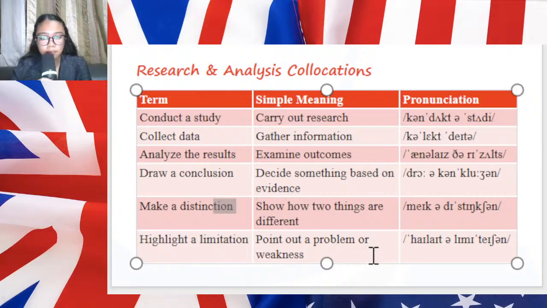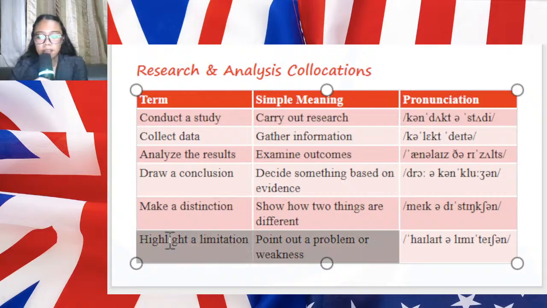Okay? All right. The last collocation here is highlight a limitation. Again, highlight a limitation. When we say highlight a limitation, it means that we point out a problem or a weakness.